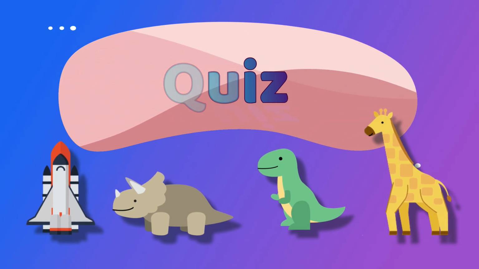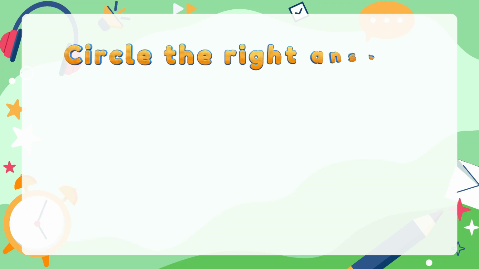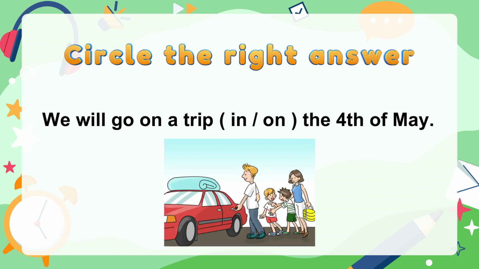Quiz. Circle the right word. We will go on a trip on the 4th of May. The 4th of May is a date, so we use the preposition on. We will go on a trip on the 4th of May.